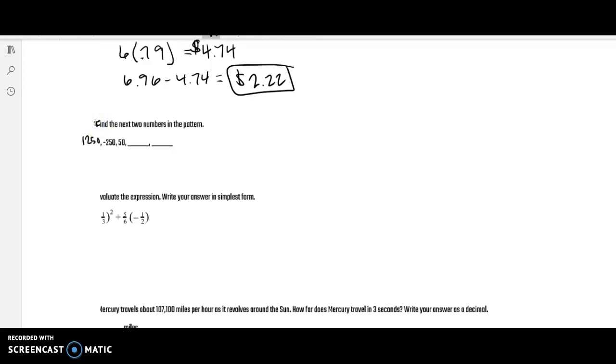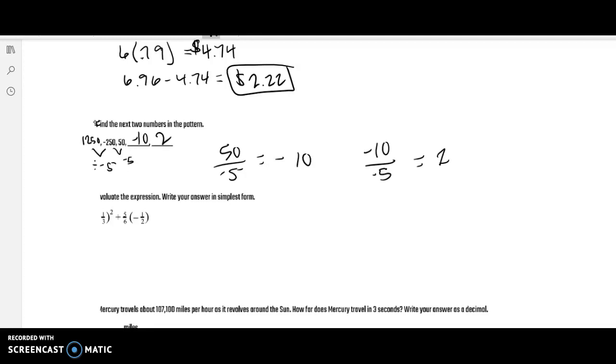So find the next two numbers in the pattern. So we are dividing by a -5 each time. And so 50 divided by -5 will give us -10. And -10 divided by a -5 will give us +2.